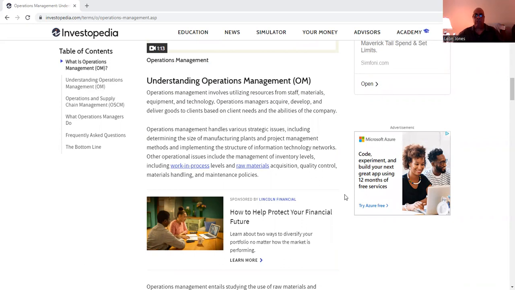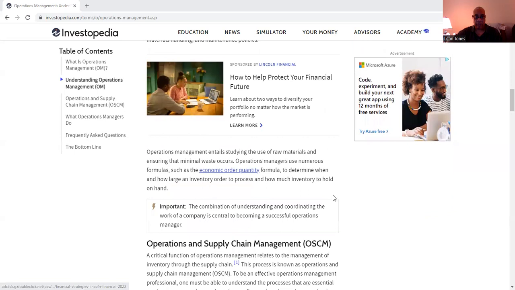Now, let's see what it involves. Operations management involves utilizing resources from staff, materials, equipment, and technology. Operations managers acquire, develop, and deliver goods to clients based on client needs and the abilities of the company. Operations management handles various strategic issues, including determining the size of manufacturing plants, project management methods, and implementing the structure of information technology networks. Other operations issues include the management of inventory levels, including work in process levels and raw materials acquisition, quality control, materials handling, and of course, maintenance policies.